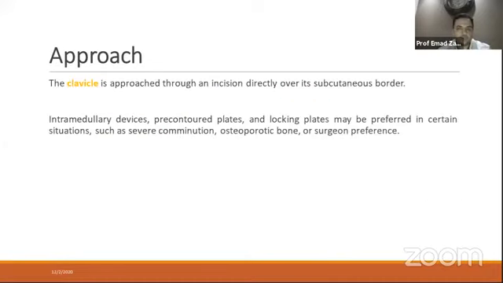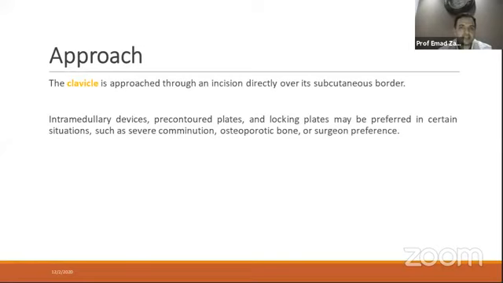How to approach this procedure? The clavicle is, as we know, approached through an incision directly over the subcutaneous border. Many fixation devices are allowed to be used to fix the clavicle, whether intramedullary devices, pre-contoured plates, locking plates, anatomical plates, S-shaped plates. All these implants may be used, depending on surgeon preference, osteoporotic bone or not, and degree of comminution. Whatever the modality, the clavicle can be approached by many devices.